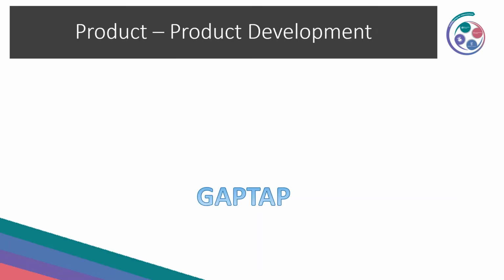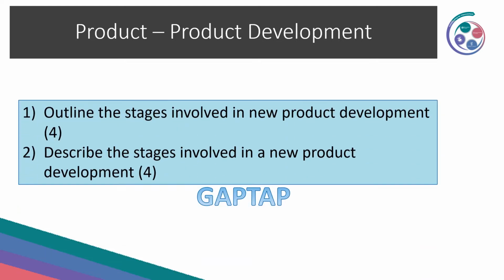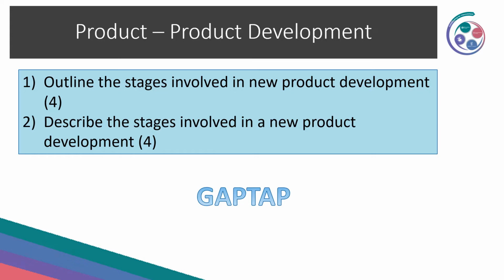Okay, so the first thing that we're going to look at for product under marketing would be product development. So to give you some questions, we have either outline the stages involved in new product development or describe the stages involved in new product development. Now, the last day that we did, we looked at the difference between outline and describe. So outline is when you give just a brief statement, and describe is when you give a fuller account. So we're going to go through this.